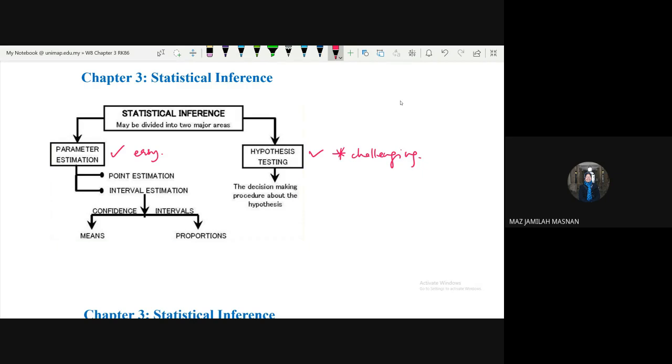Because when we are dealing with hypothesis testing, you are going to have your statement of hypothesis. You will have to decide your decision, then you have to remember what the decision refers to and everything. Compared to that, parameter estimation is kind of straightforward.